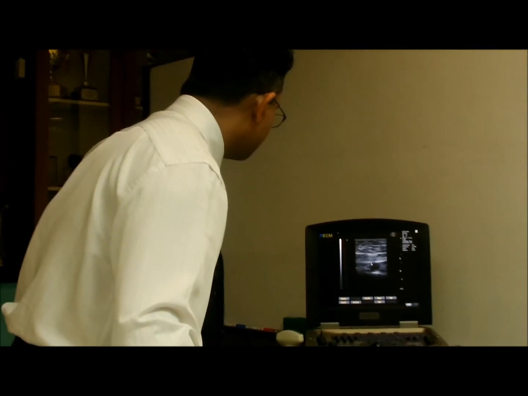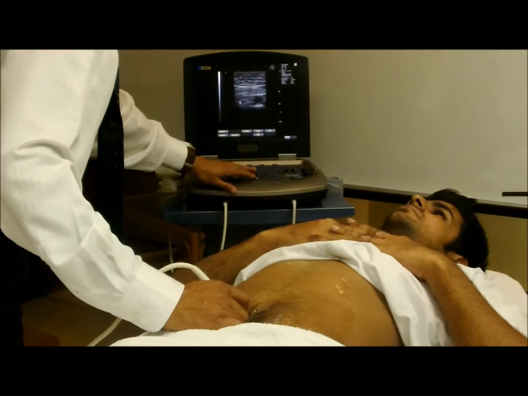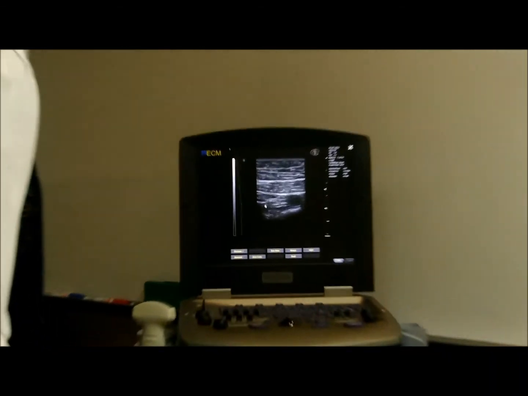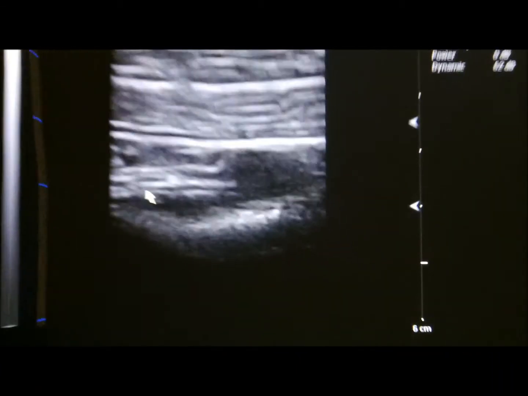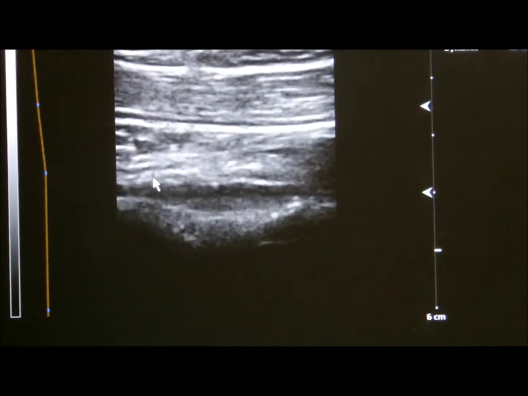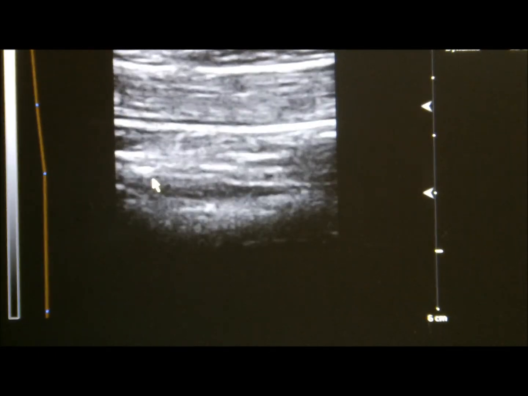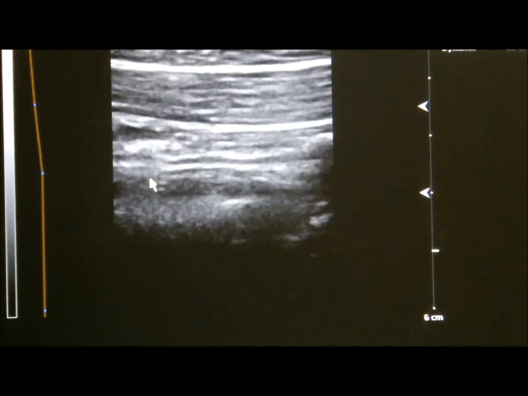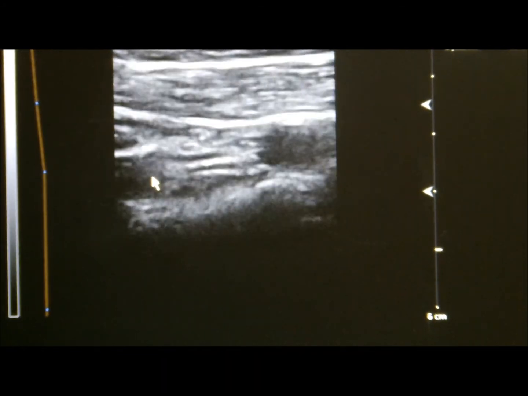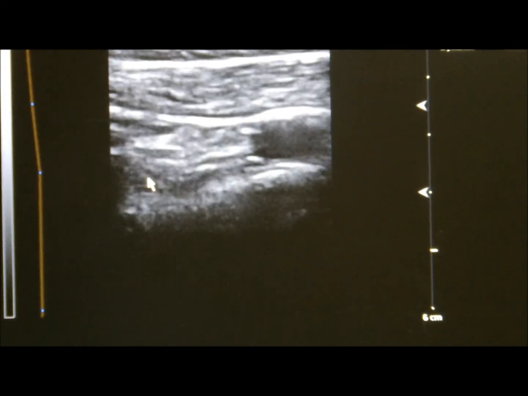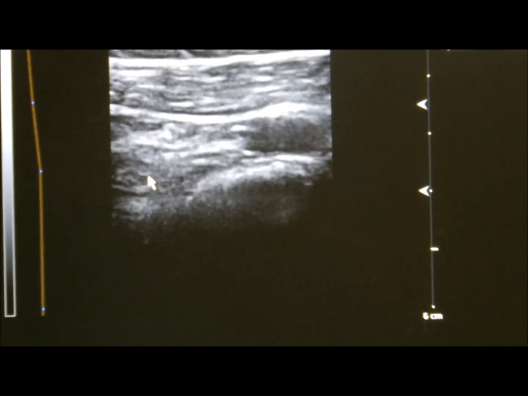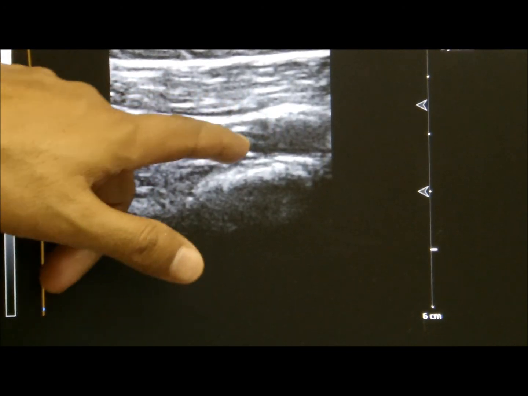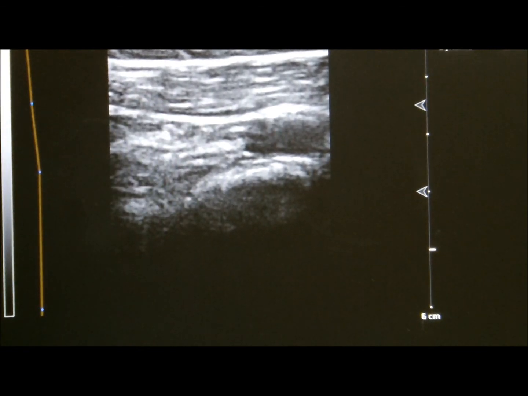That would be on the sagittal view, but if you find it over here, and you twist it 90 degrees, you'll probably see it in what we call a target sign presentation. So it sometimes becomes like a target sign. So that's how you locate the appendix.